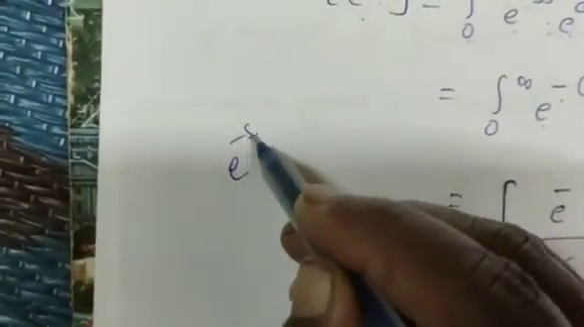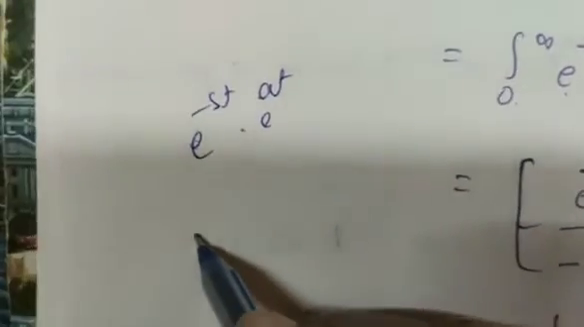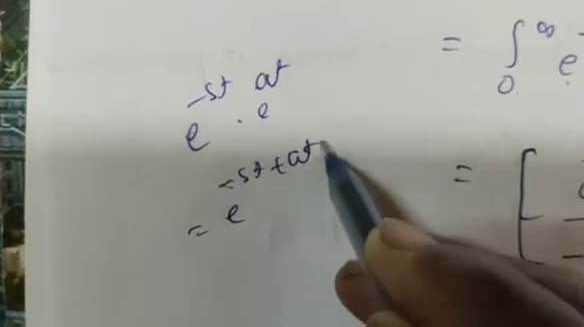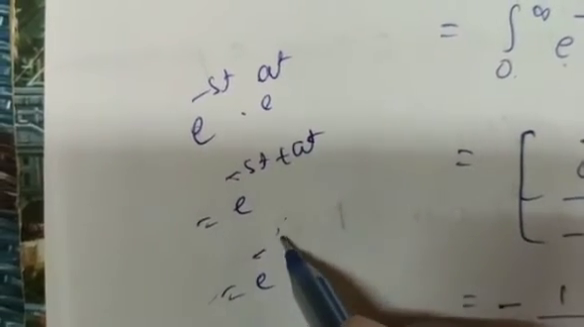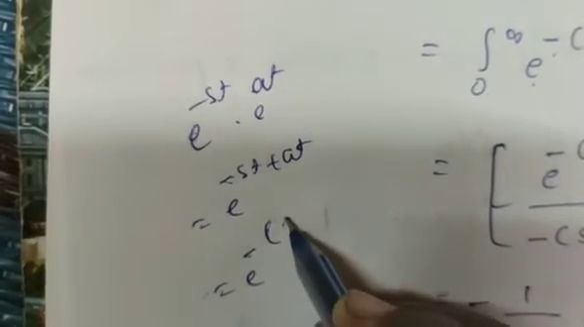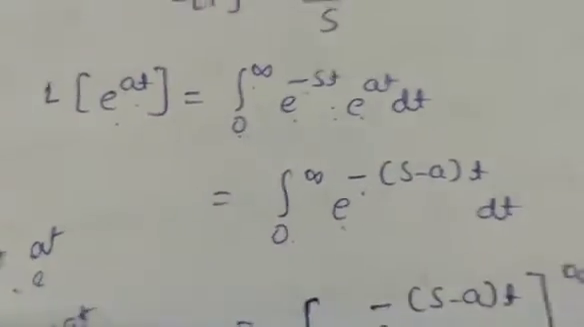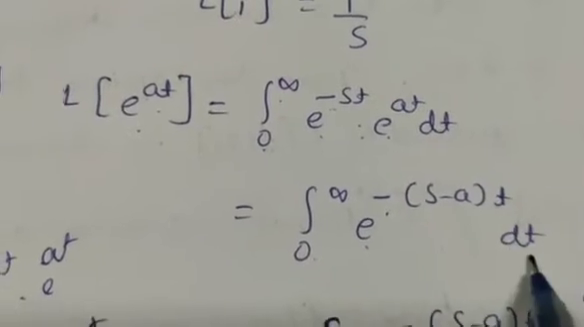It is like this here, e raised to minus st into e raised to at. It is equal to, bases are equal, now we can add their powers, minus st plus at. So it is equal to e raised to, I have taken minus sign outside here, minus sign I have taken outside. It is s minus a t. We get like this here. So it is equal to 0 to infinity e raised to minus s minus a into t dt.